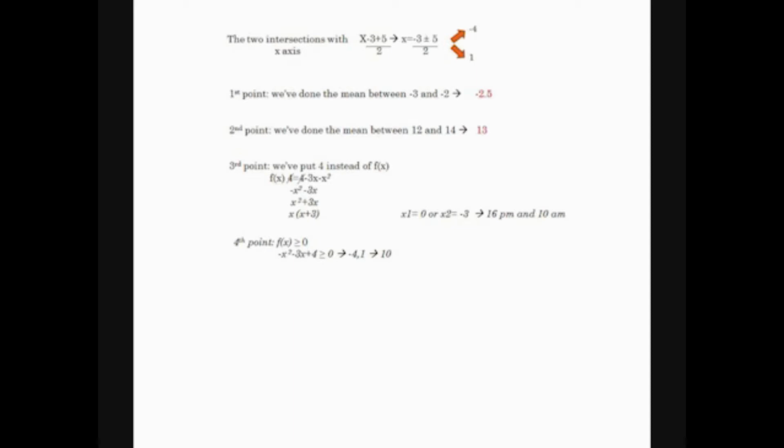and 10 a.m. Finally, on the last point, we have solved a quadratic inequality, so we have put our function greater or equal to 0, so we have found 10.